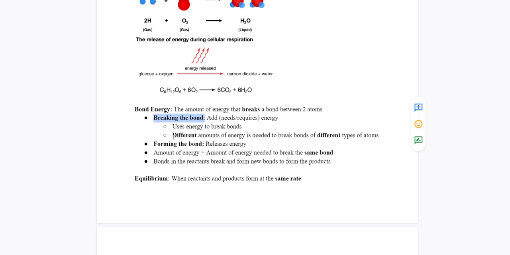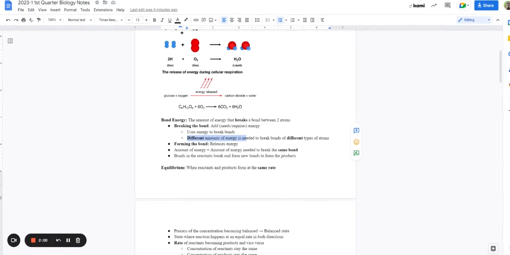And the thing about this is that if there's a different atom, different amounts of energy are needed. So it takes different amounts of energy to break a pencil and to break a stick. So depending on the type of atom, the amount of energy needed to break that bond differs.